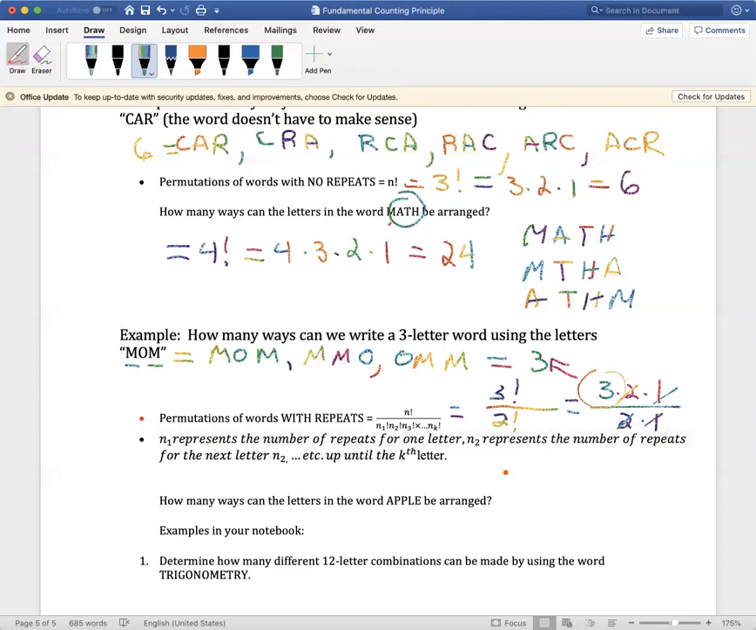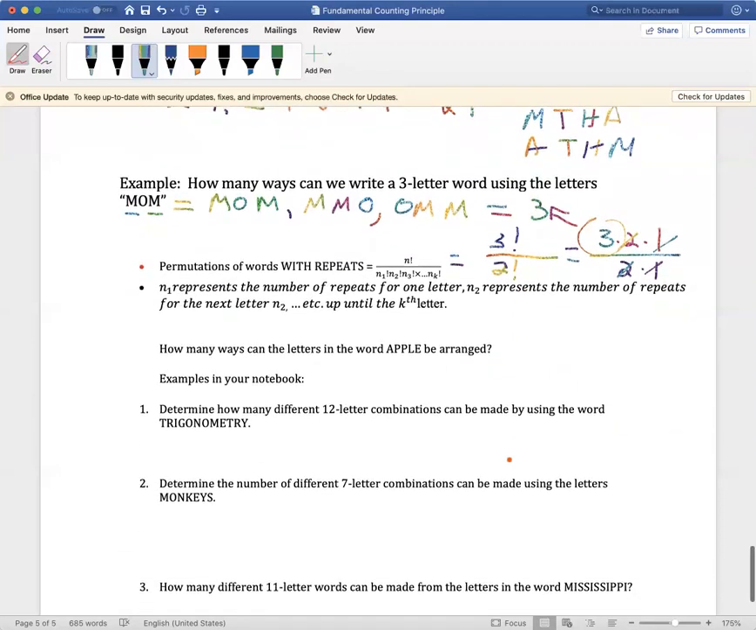Okay, so let's take a look at this example, which said, how many ways can the letters in the word apple be arranged? Okay, so apple.